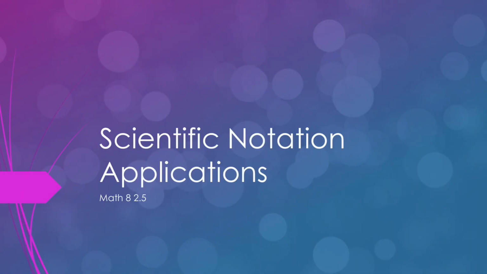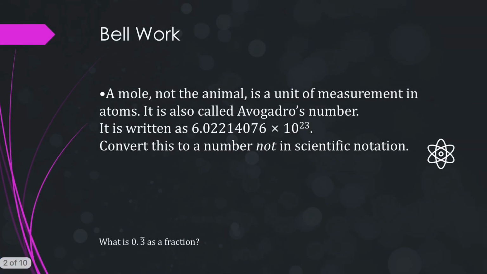This video is going to go over some applications of scientific notation, and more specifically later in the video about how to convert a repeating decimal to a fraction. Okay, so a very common way you might see scientific notation in your studies is in chemistry when you're introduced to the unit of a mole. That's a measurement of atoms.